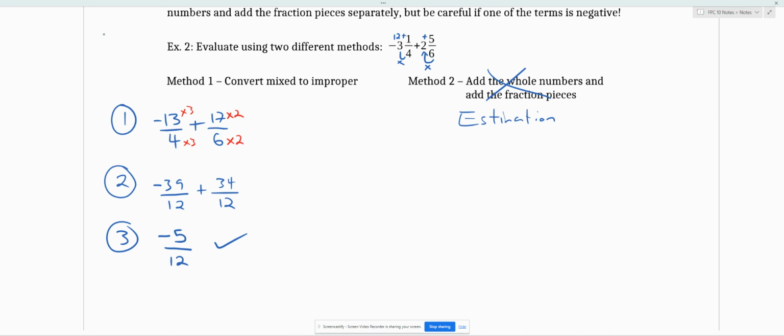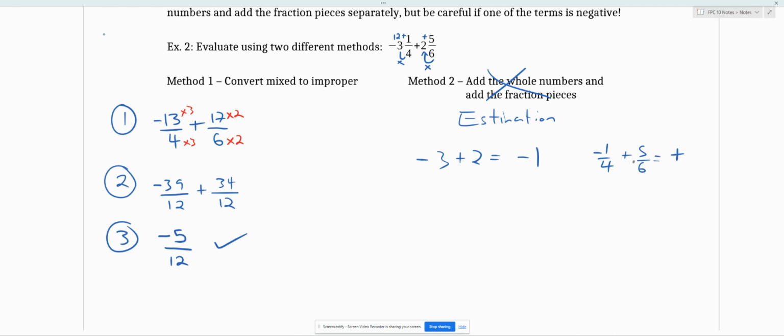Now, if I were to estimate here, the idea is take the whole parts. Well, what's negative 3 plus 2? That's going to give me negative 1, okay? And then I have to add, think about it this way, I have to add negative quarter to 5/6, okay? And we can see that this overall is going to be positive. So I'm going to have negative 1. And I'm going to be adding a fractional piece to that. So I'm going to land somewhere between 0 and 1. I just know that this is going to be positive. That's what I'm estimating here.